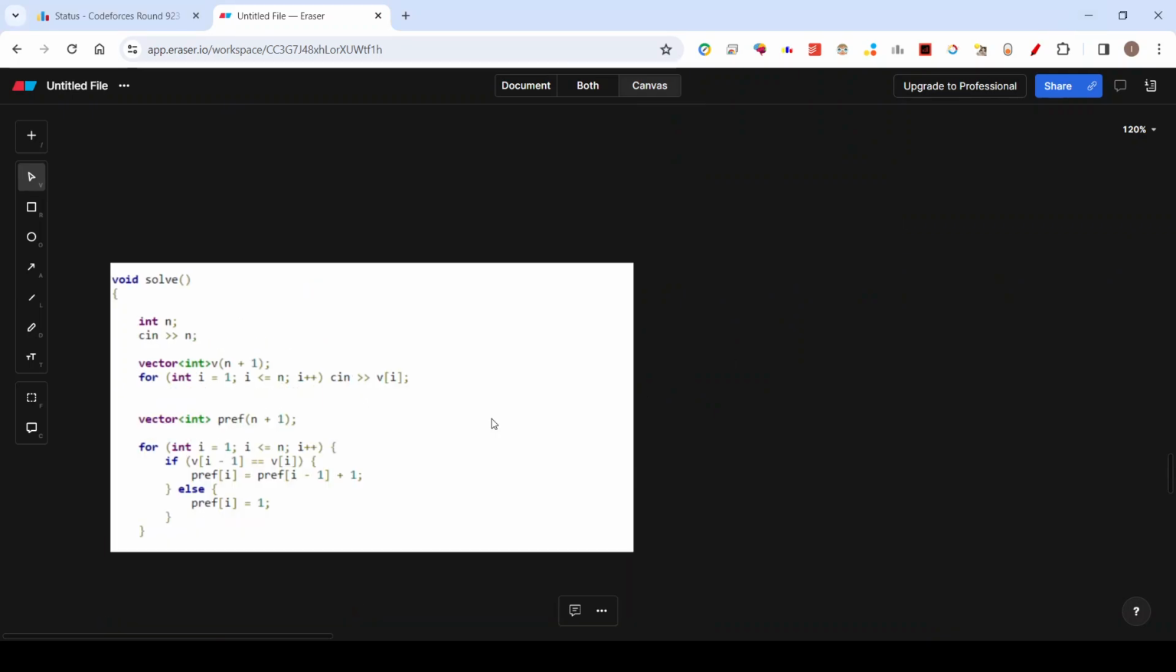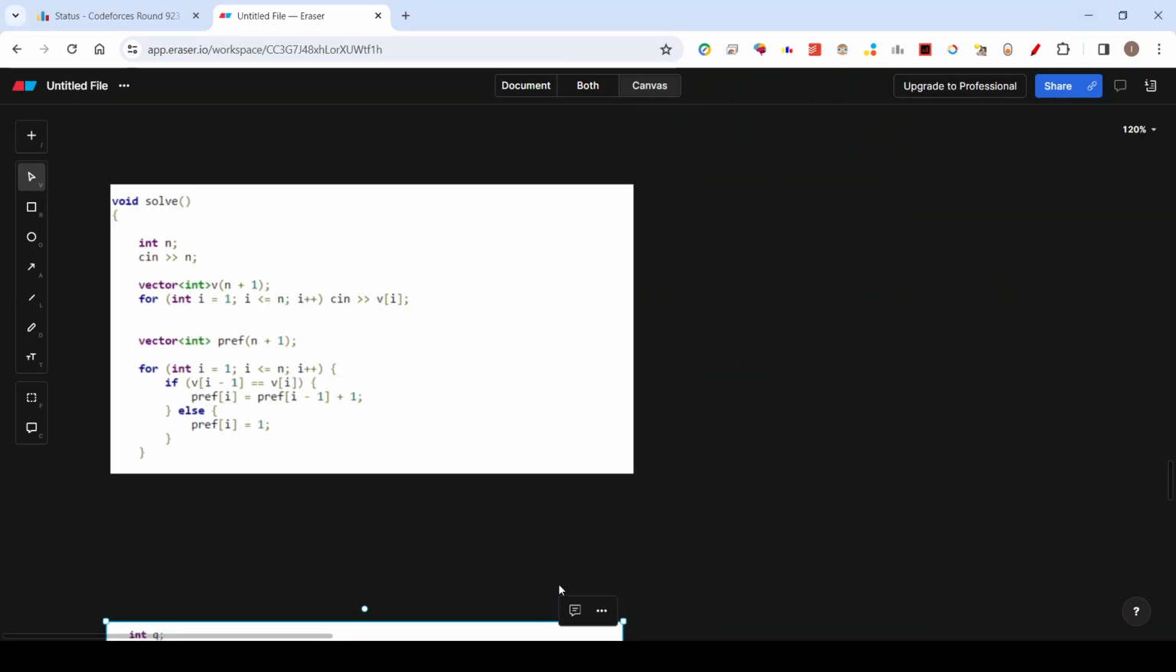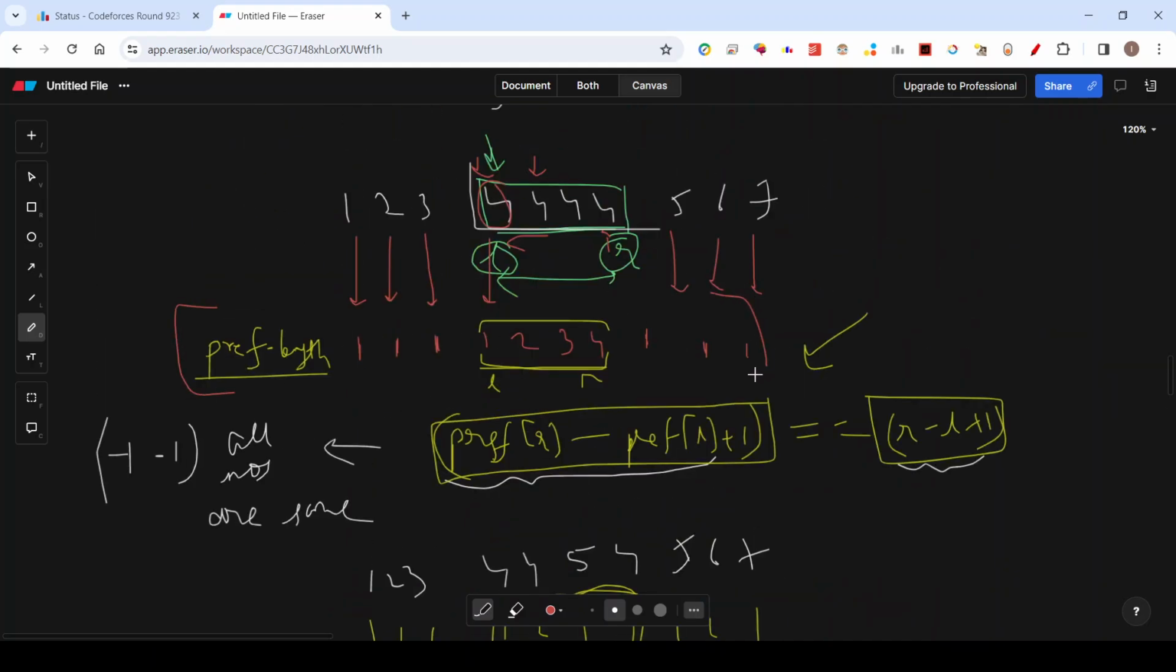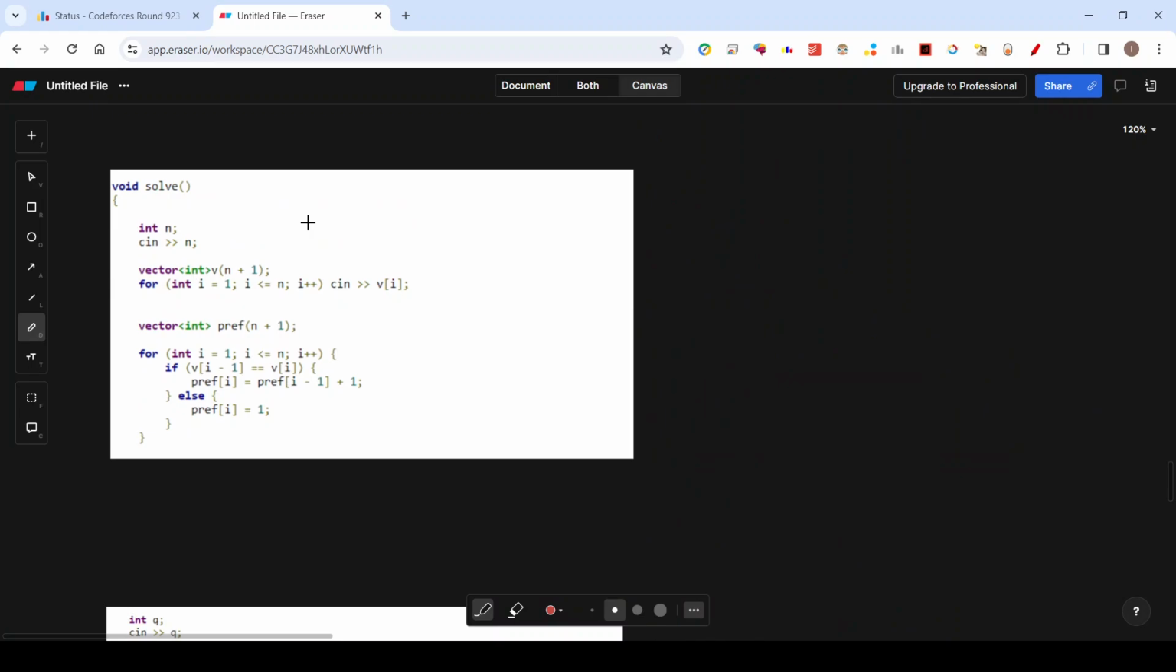So now let's look at the solution. First, as you know, we had to construct this prefix length array. So for this, what did I do? I first took the input and then I constructed the prefix with one-based indexing. So I also ensured I am taking the array as one-based indexing.